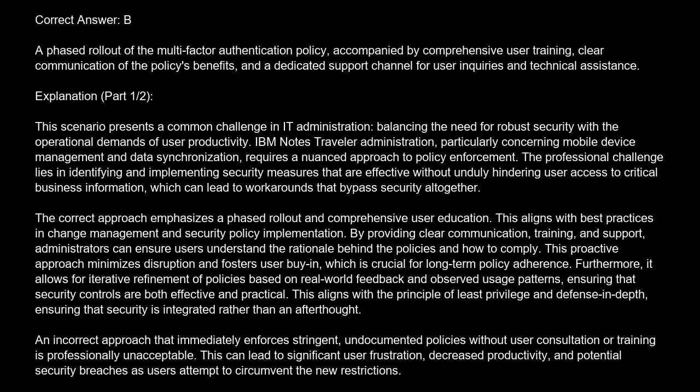The correct answer is B. A phased rollout of the multi-factor authentication policy, accompanied by comprehensive user training, clear communication of the policy's benefits, and a dedicated support channel for user inquiries and technical assistance.